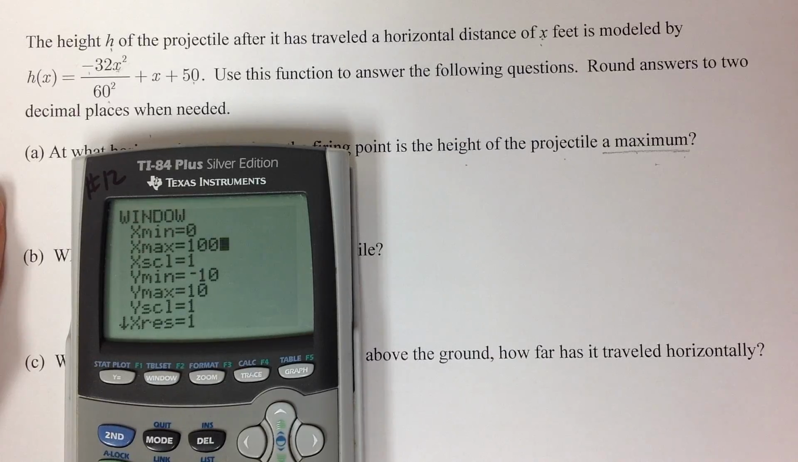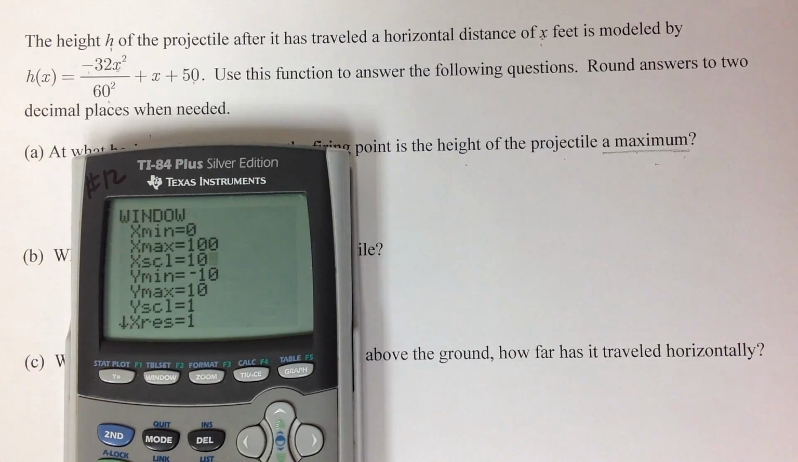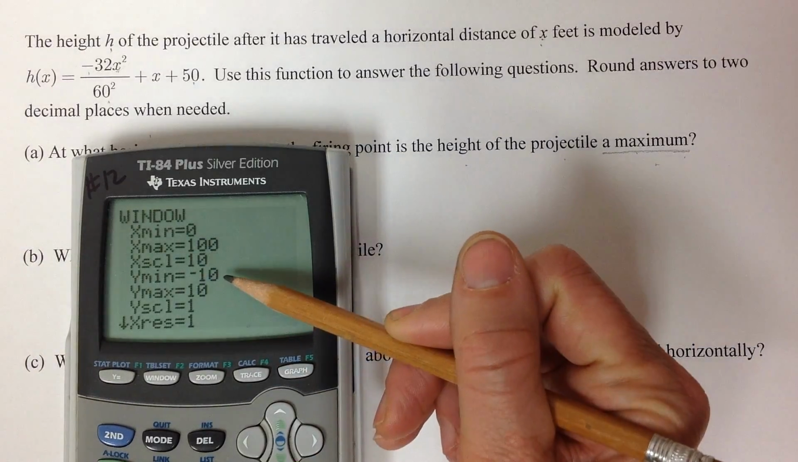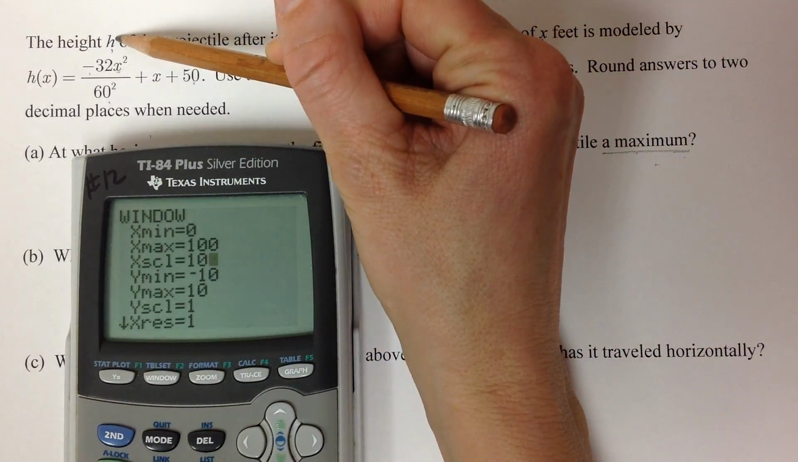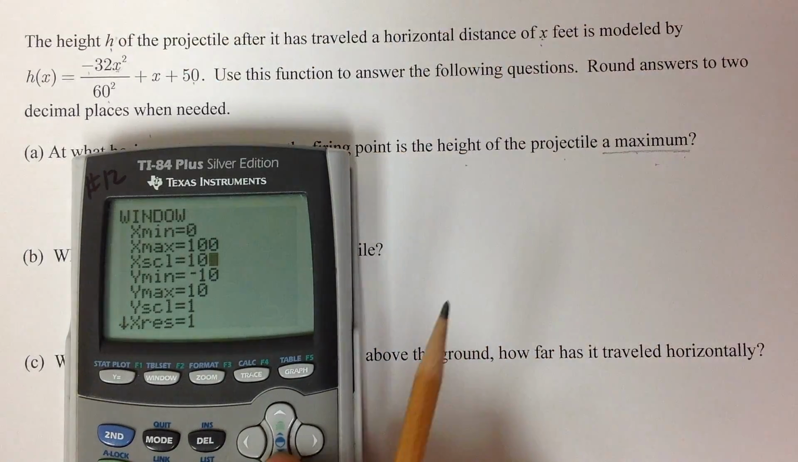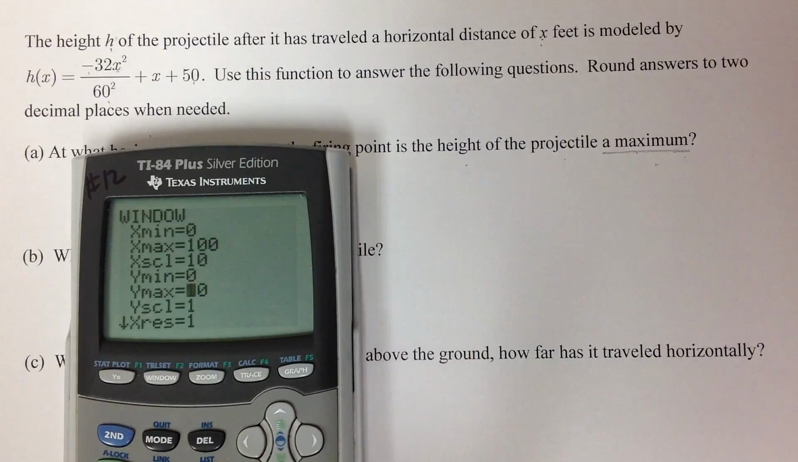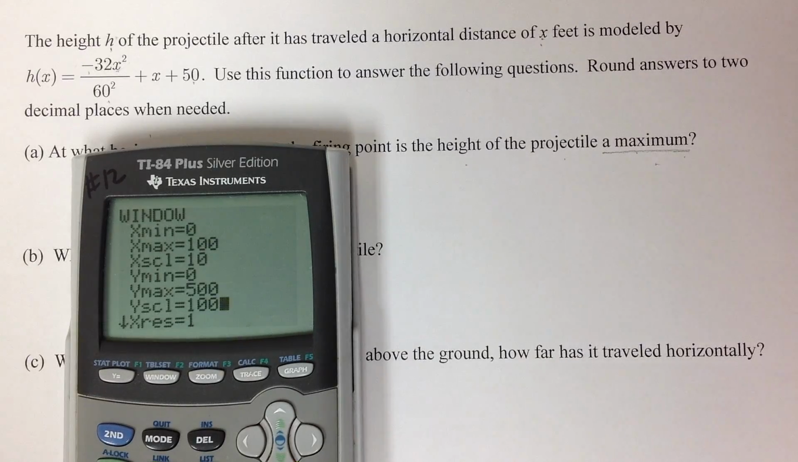Maybe it goes 100 feet. Maybe it's less than that. Maybe it's more. I don't know. And then I'm going to change my scale to be 10 to compensate for my number of tick marks. Now what about my y's? Y represents the height. Okay, so I'm going to have a height of at least 0. I'm not going to go into the ground. How high does this go? Again, I don't know. I'm going to say 500 feet is my guess. I could have very well picked a really good window, or I could have picked a terrible window. I'm not going to know until I graph.